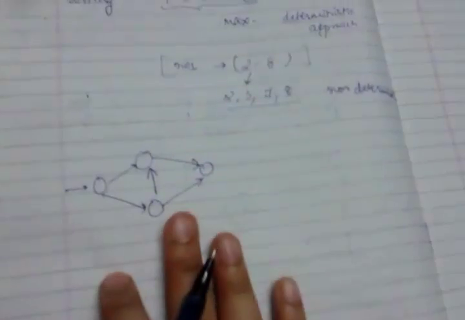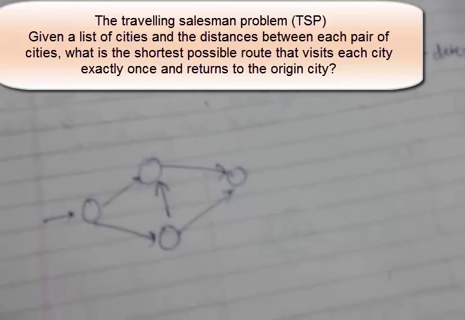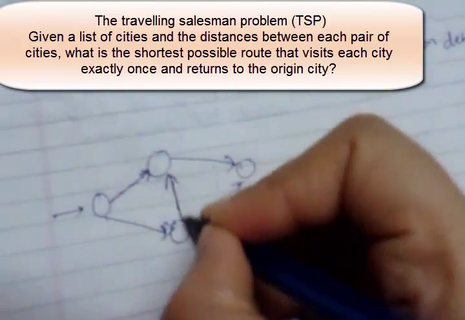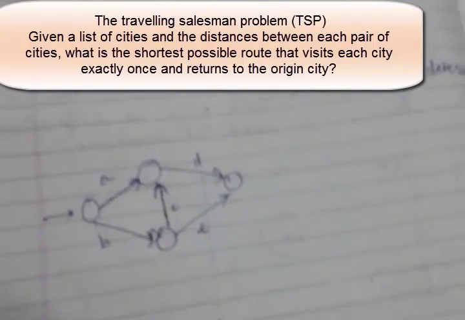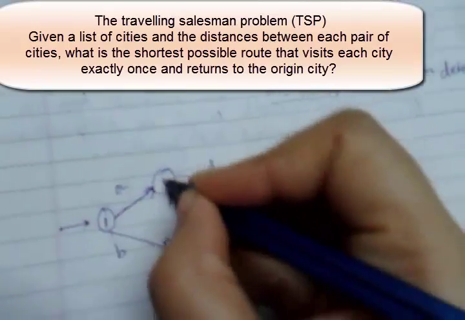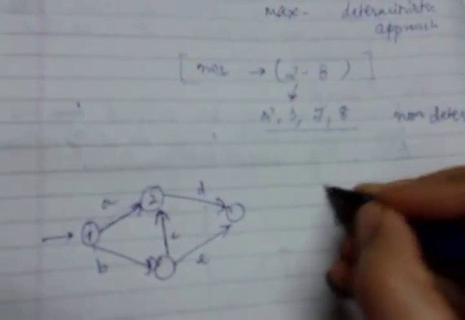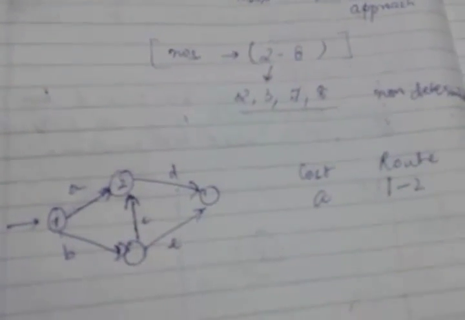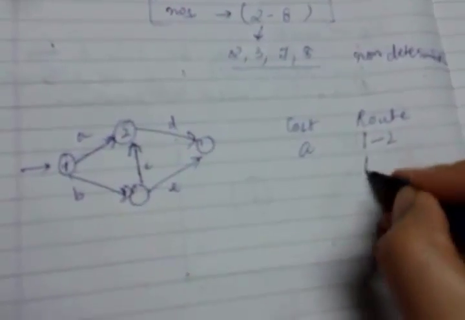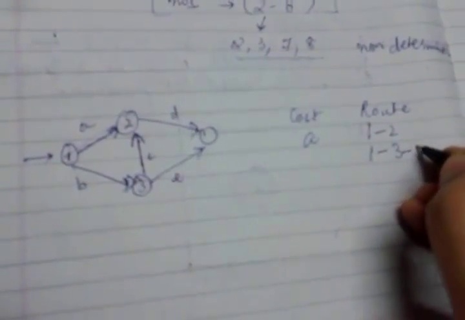Say, this is not an automata diagram. Here the nodes represent cities, and these are the routes, and say A, B, C, D, E are the costs. From reaching city 1 to city 2, if I take this route directly, it takes A cost from 1 to 2. But if I take the route via 3 and then 2, the cost would be B plus C. And here it is, say, 4.